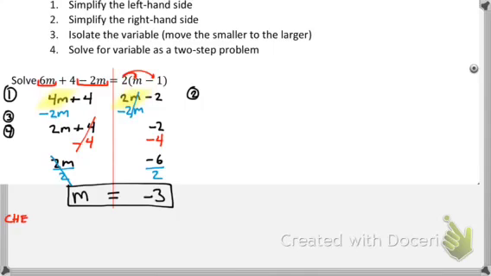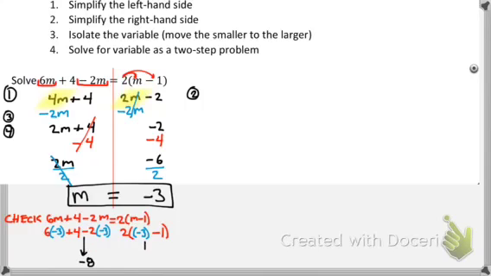We're going to have to check this, and to save time I'm not going to go through the whole process, but what we have then is you just start with the original problem again, substitute negative 3 wherever you see m for our solution, and then with the properties you should get the left hand side is negative 8 and the right hand side is negative 8, and that is solving with variables on two sides.